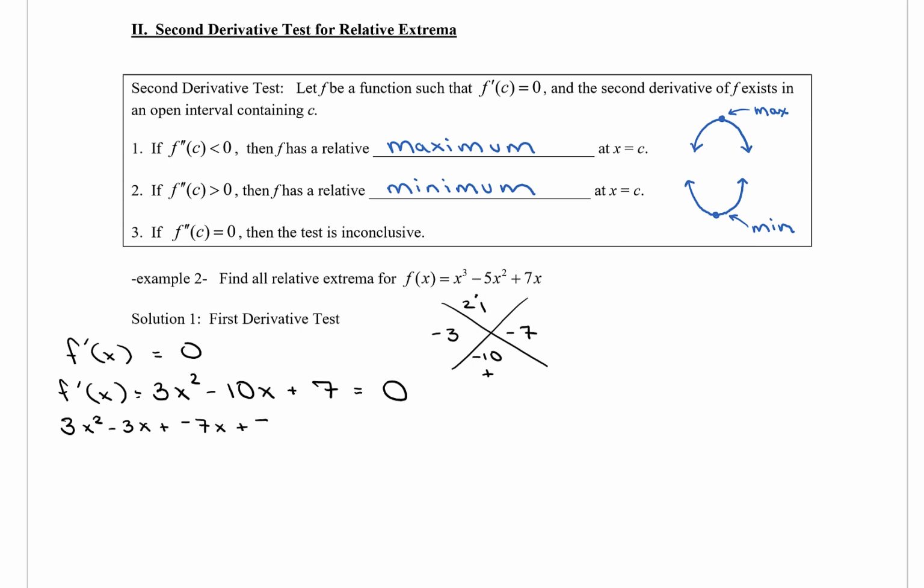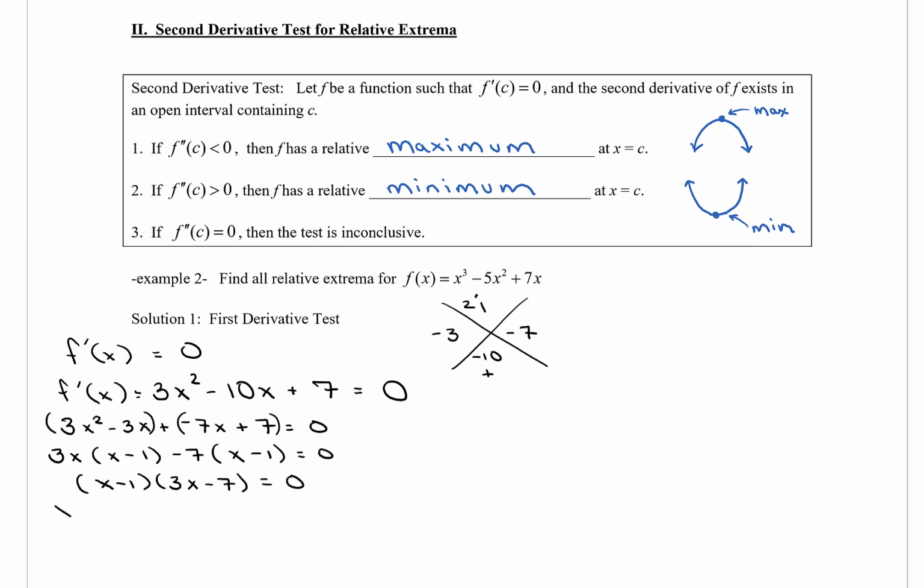Now I can do factoring by grouping. I'm going to group the first two terms, the 3x squared and the minus 3x, and group the last two terms, the negative 7x and the plus 7. I can factor out a 3x from the first two terms, which leaves me with 3x times the quantity x minus 1. I can factor out a negative 7 from the last two terms, so that gives me minus 7 times the quantity x minus 1 equals 0. Then I can factor out that factor of x minus 1, leaving me with x minus 1 times the quantity 3x minus 7, and this is equal to 0.